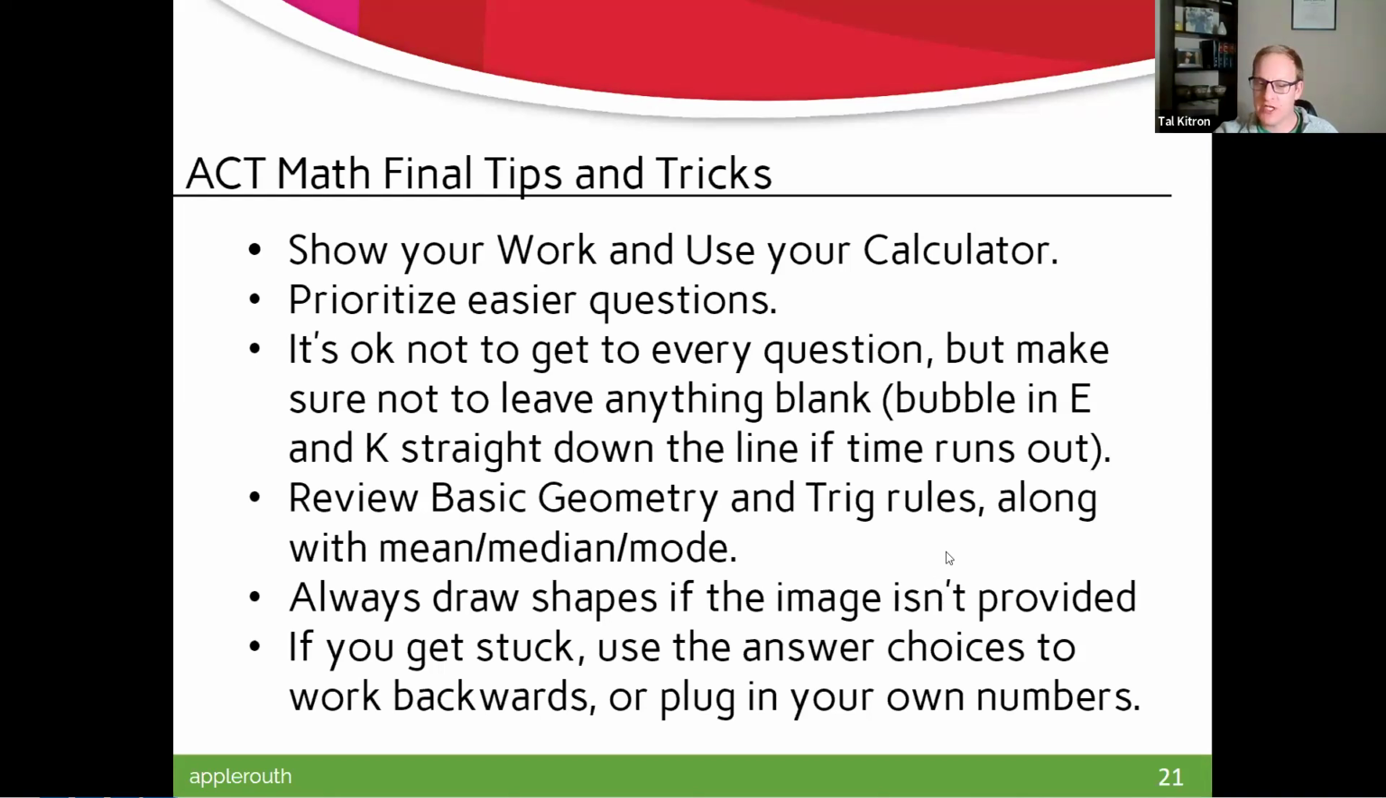Review basic geometry and trig rules. I do think that's a good idea. So of the things we need to memorize, they're mostly geometry and trig, and then also basic stats. What's a mean, what's a median, what's a mode. Draw the shapes out. So proportional shapes or circles or triangles, draw them if they didn't do it for you.